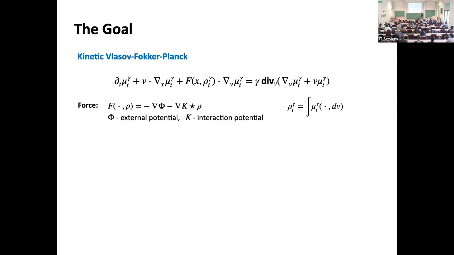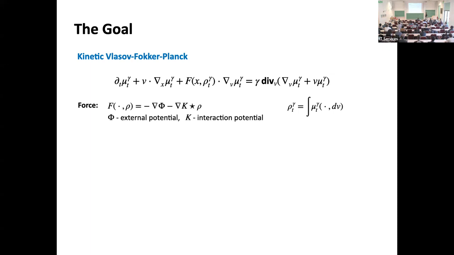Of course, with a specific choice of K, you end up with the Vlasov-Poisson-Fokker-Planck equation, which is already pretty well studied. Over here, we use this notation to denote the first marginal of mu. So mu is a distribution over phase space, x and v. And rho is the first marginal, corresponding to just the distribution of the particles, the positions in position space.